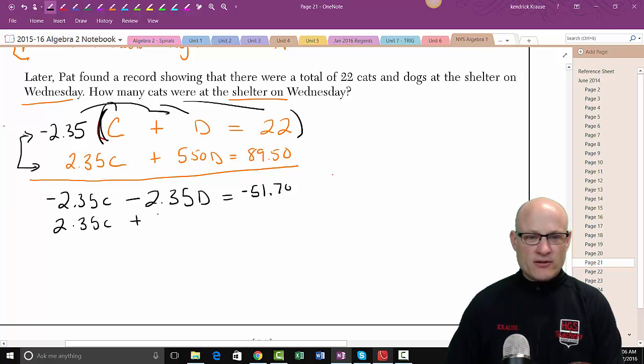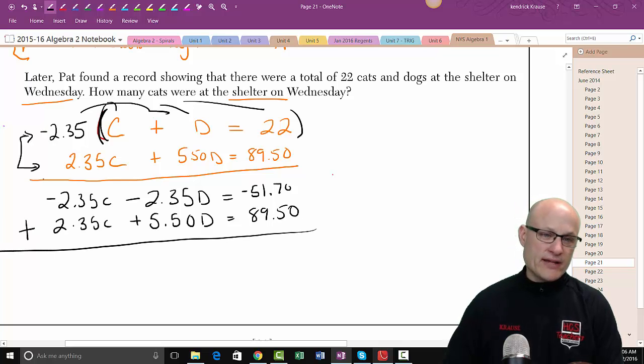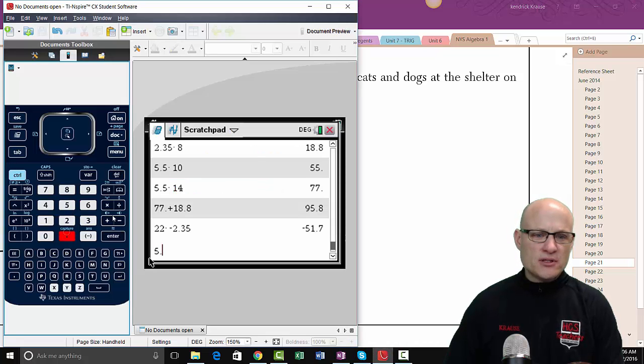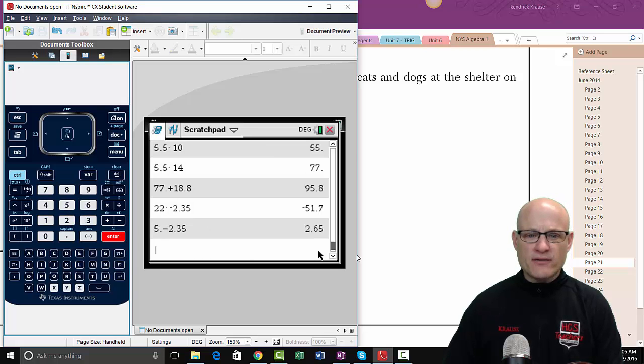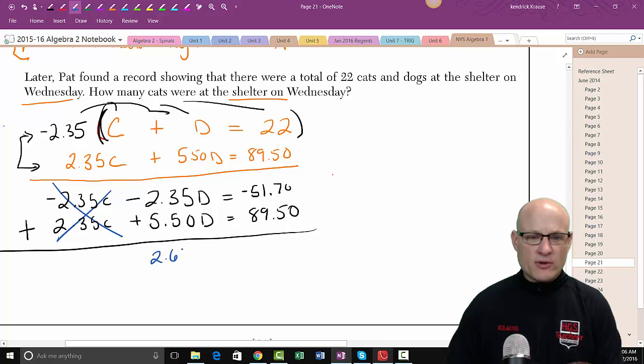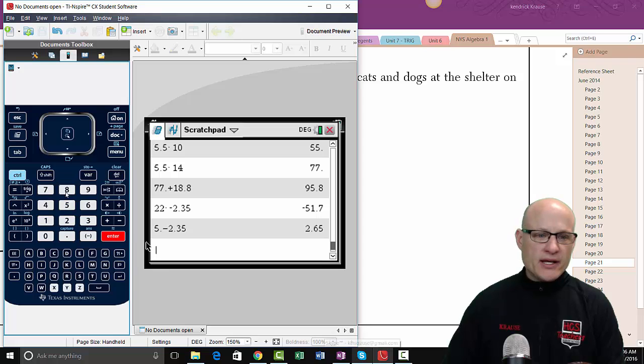2.35C plus 5.50D equals 89.50. Now all we're going to do is add these together. So we add, these go away. 5.5 minus 2.35, 2.65. So 2.65, I just wanted that number in there. D equals 89.50. Use your calculator. Even on this easy math, use your calculator, and you'll see why in a minute.